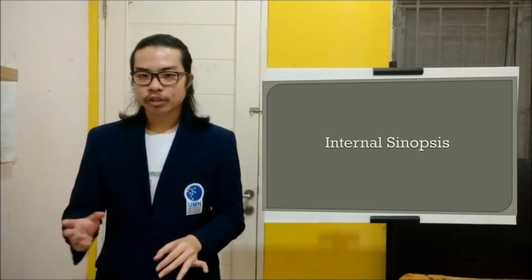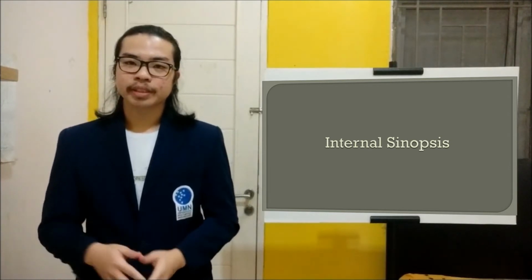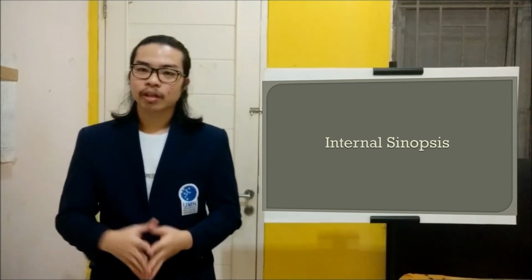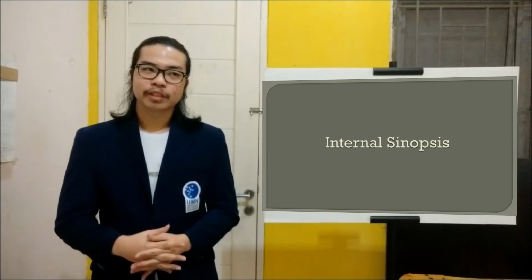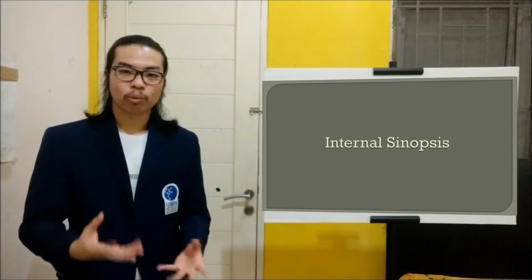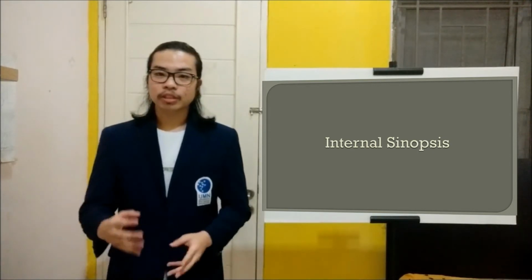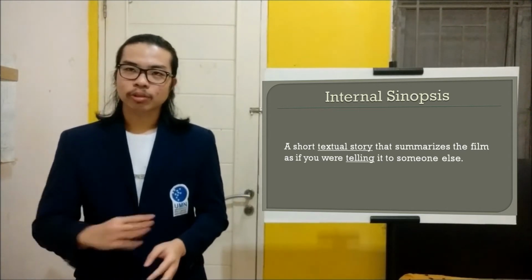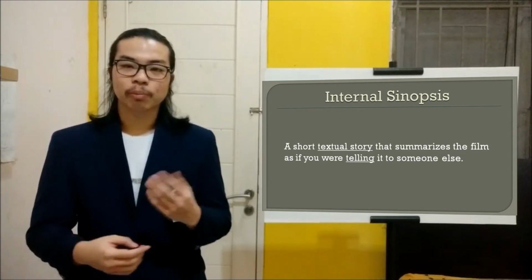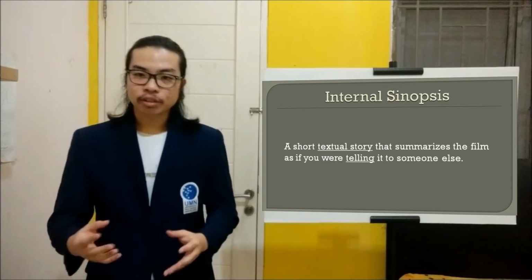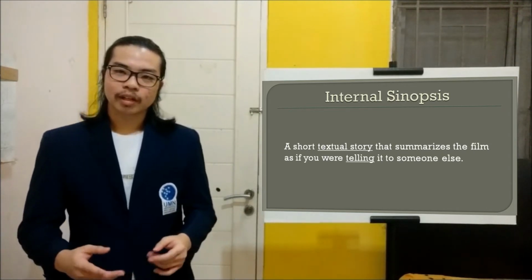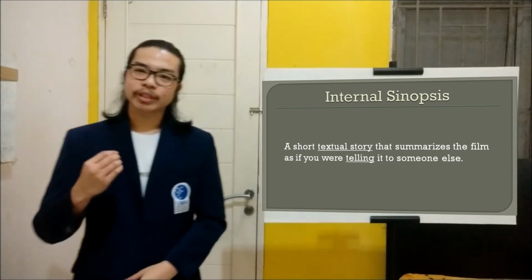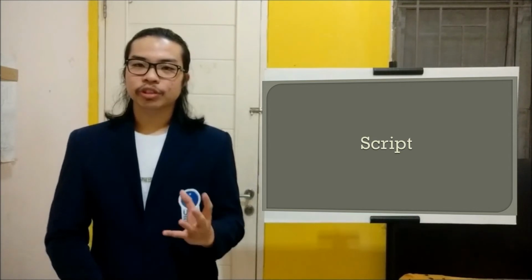Before we turn to the script, we need to make a synopsis. I'm not talking about the synopsis on the back of a DVD cover or a book, which tells the summary of the story to attract the audience to read or watch the film. But I'm talking about an internal synopsis, which is actually a short story that describes the whole story as if you were telling it to someone else verbally, and they would understand the whole film from the short story that you have written, which is a synopsis. And finally, when you have that, you can finally jump into the script.